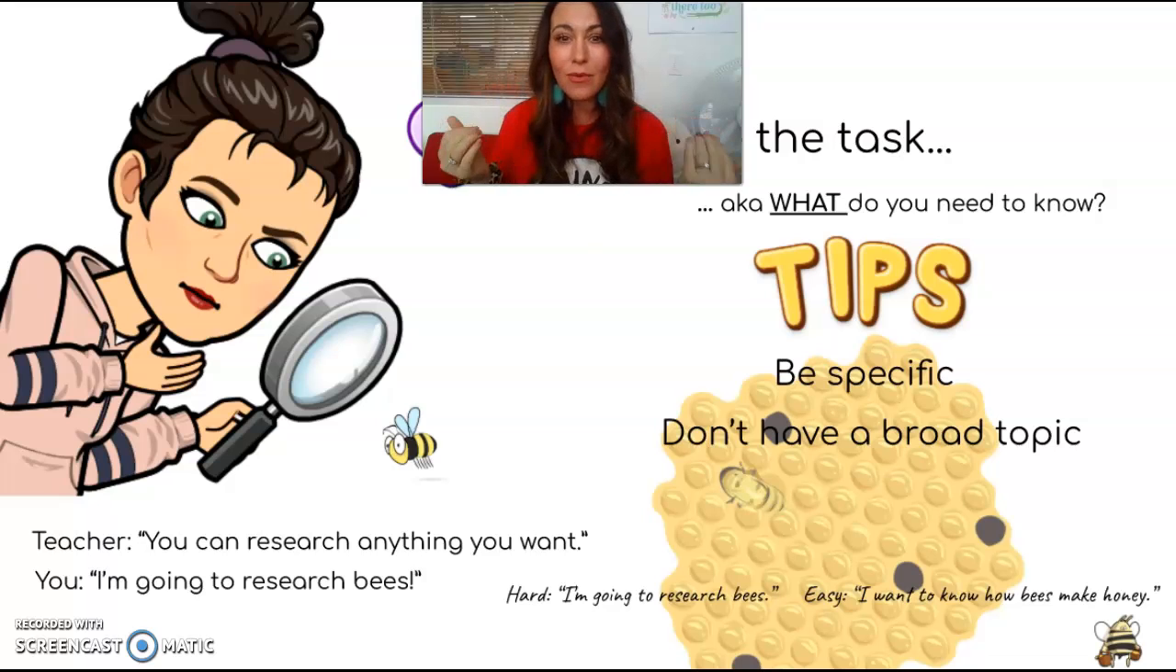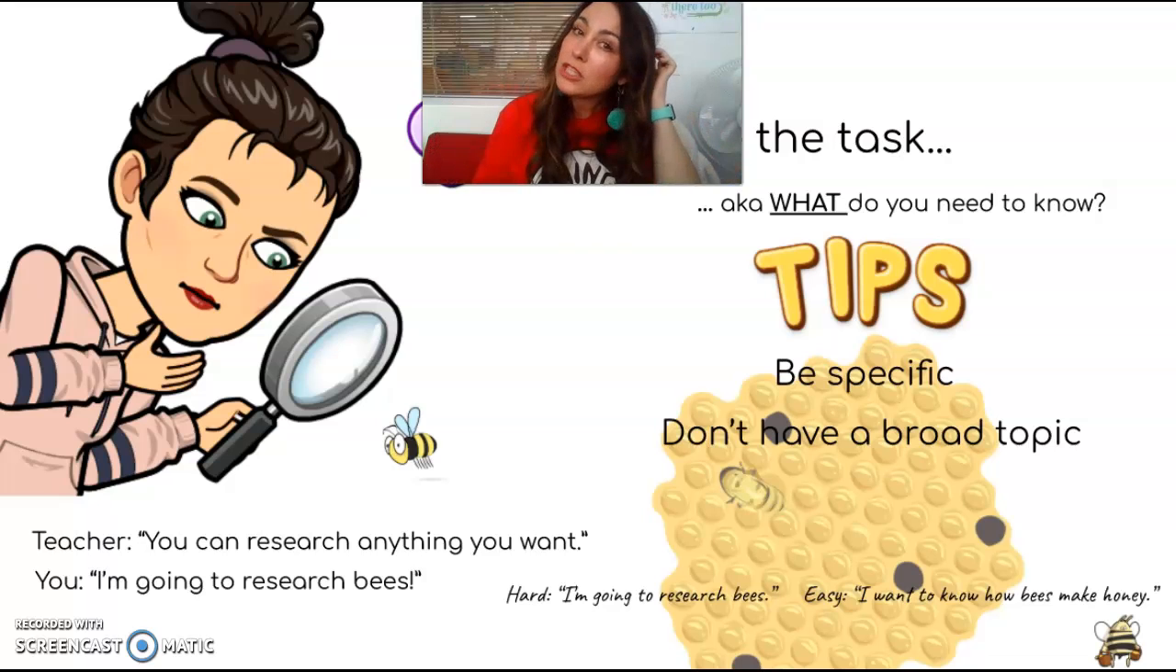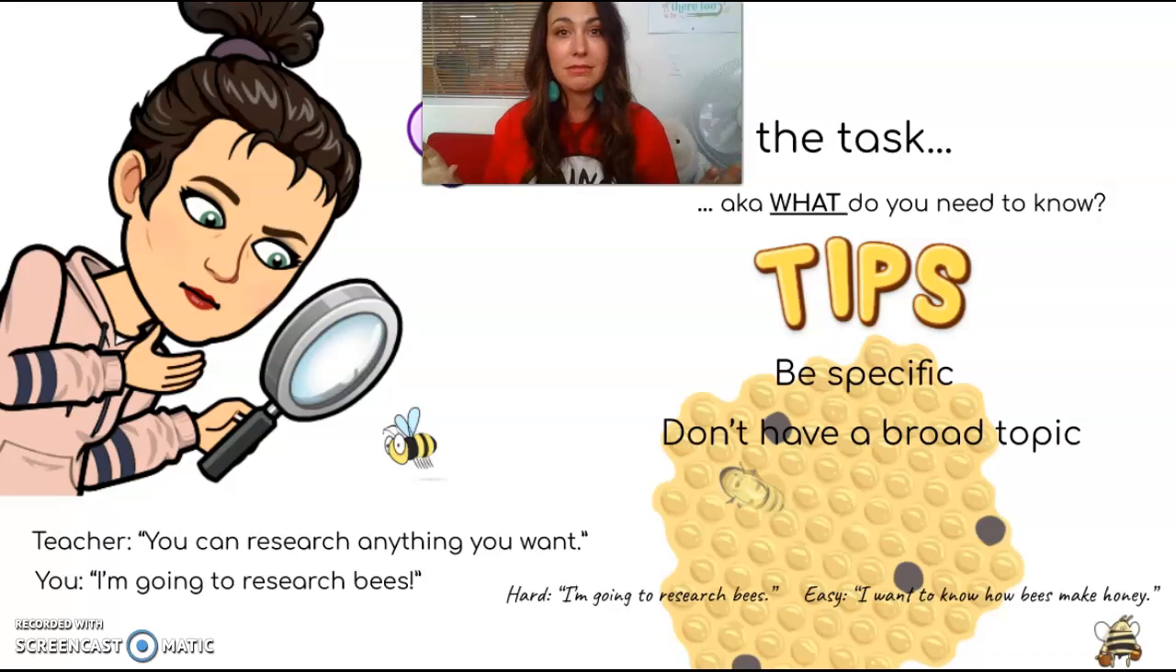What do I actually want to know about bees? It'll be so hard if I just research bees. What do I want to know about bees? Okay, well, I really like honey. So maybe I focus there. How do bees actually make honey? That would be a great research project, because then I have a question that's directing my research.